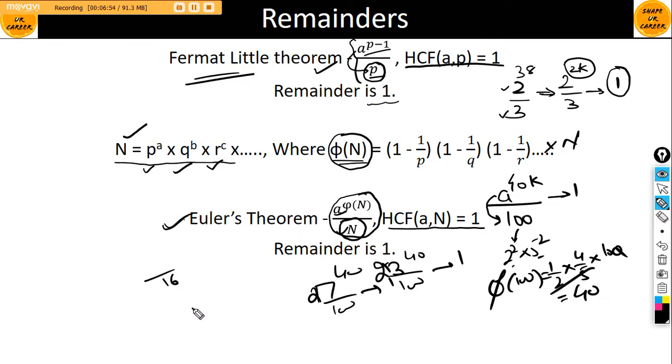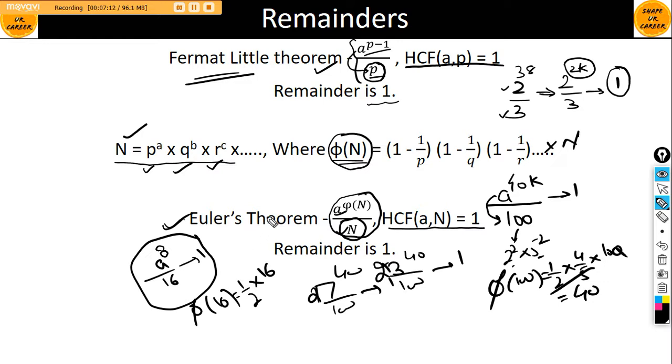Let's say we have to divide a number by 16. In that case, your Euler number comes out to be, because we know 16 is in the powers of 2 only, so 1 minus 1 by 2 is 1 by 2 multiplied by 16, which comes out to be 8. So any number which is co-prime with 16 raised to power 8 always leaves a remainder of 1.